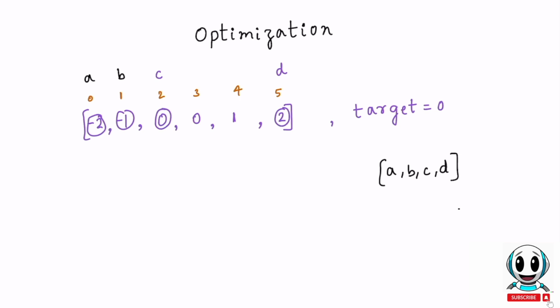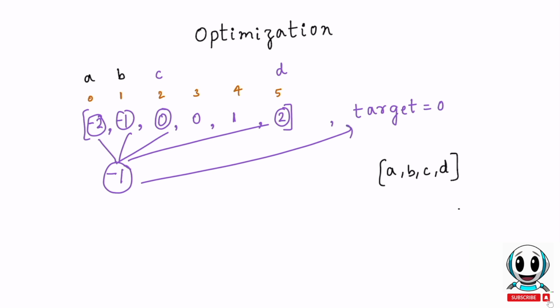So the sum of this quadruplet is -1. We check if the sum is equal to the target. In that case, we add this quadruplet to the result. Currently, the sum of -1 is less than target, which means we have to try different values for C and D such that the sum goes up.